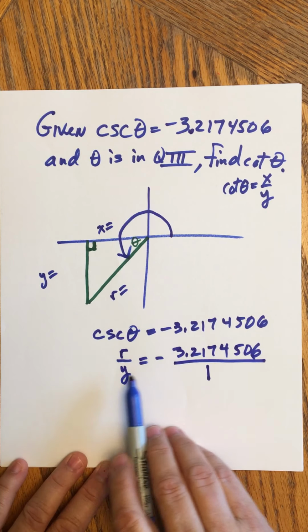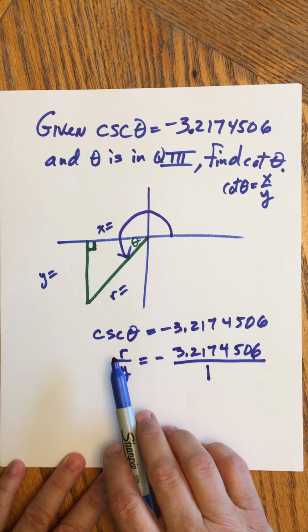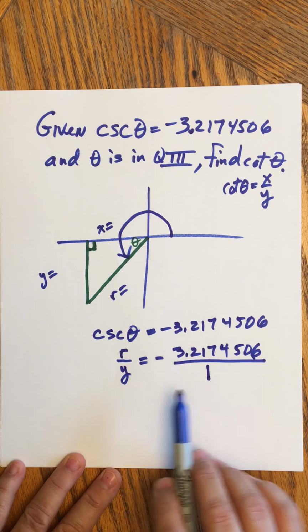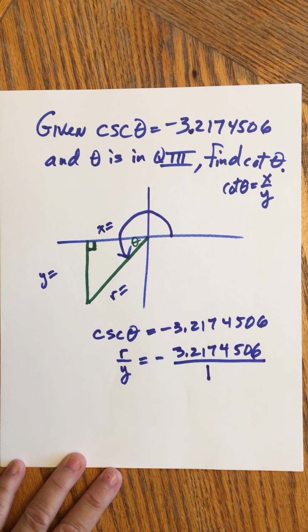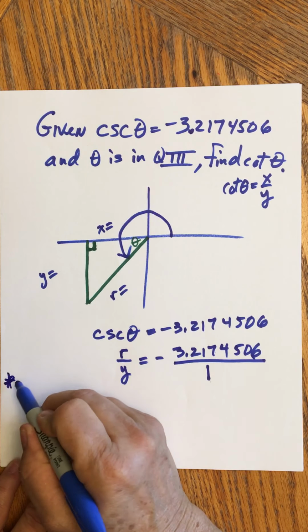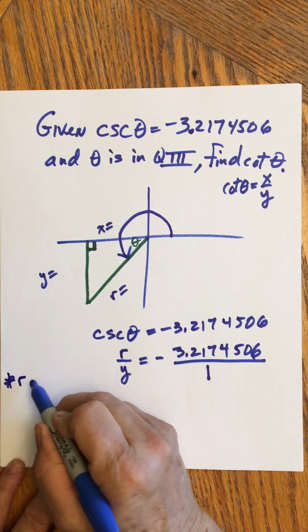So now I want to say that r is the numerator, y is the denominator, and where does the negative sign go? Well, we know that the radius is always positive. Since it's positive, this negative goes with the y. So what I know is r is positive 3.2174506, and y is negative 1.